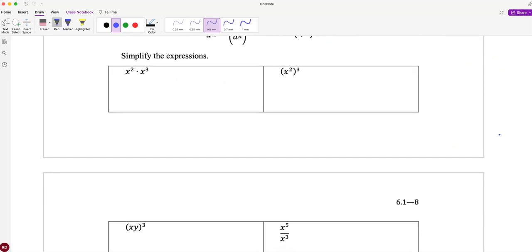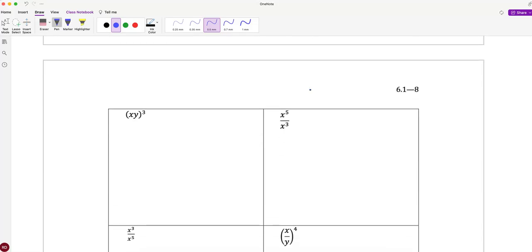X squared times x cubed. This is just x to the 5th. This one you multiply the exponents, so this is x to the 6th. And this one, this is a product. If I'm cubing it, everything gets cubed. This is just x cubed, y cubed. If I look at this one, this is just x to the 5 minus 3, which is x squared.